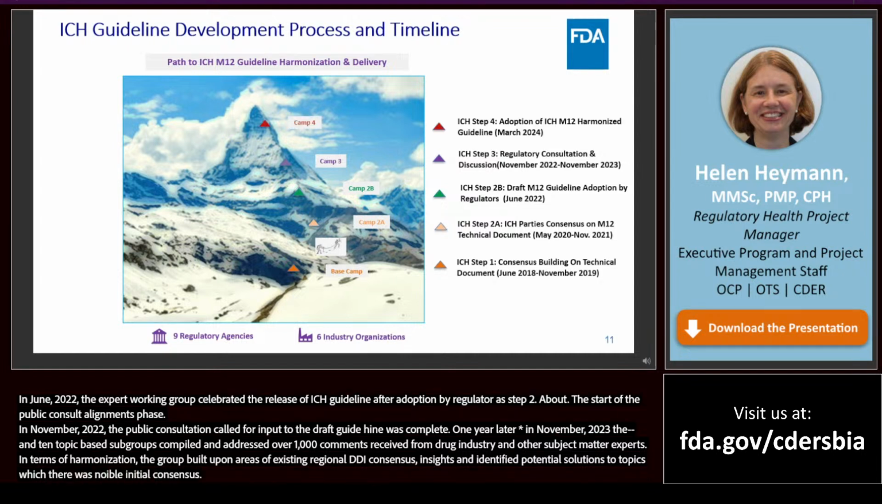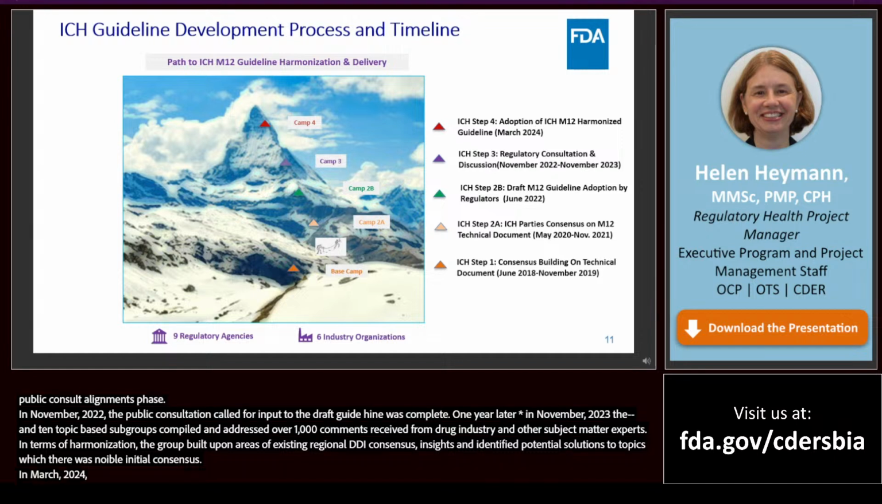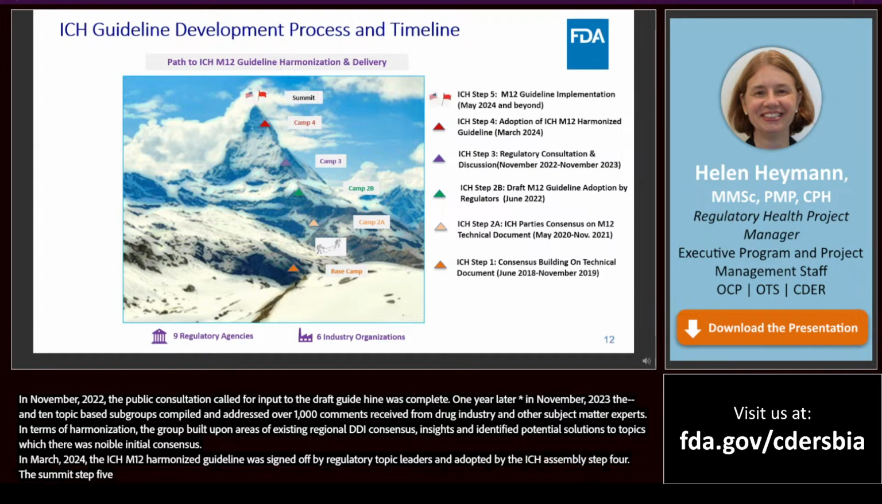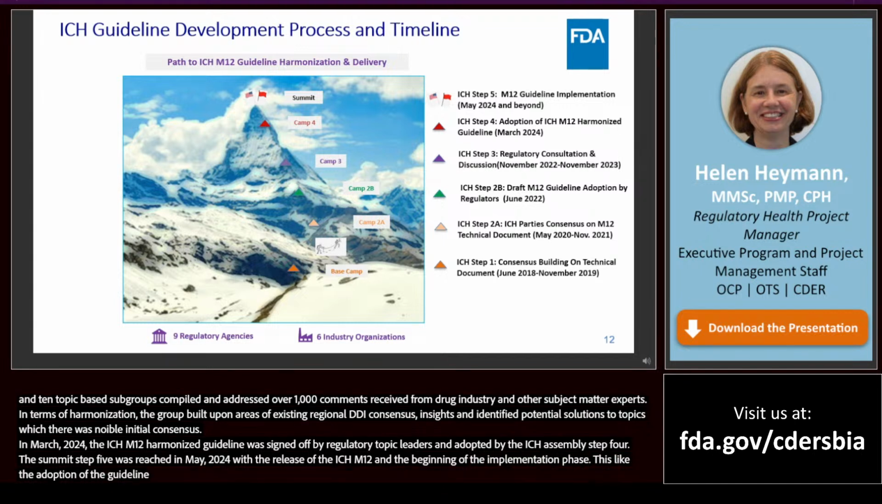In March 2024, the ICH M12 harmonized guideline was signed off by regulatory topic leaders and adopted by the ICH Assembly as Step 4. The summit, Step 5, was reached in May 2024 with the release of the ICH M12 guideline and the beginning of the implementation phase. This led to the adoption of the guideline by the FDA in August 2024 and the hosting of several training forums.